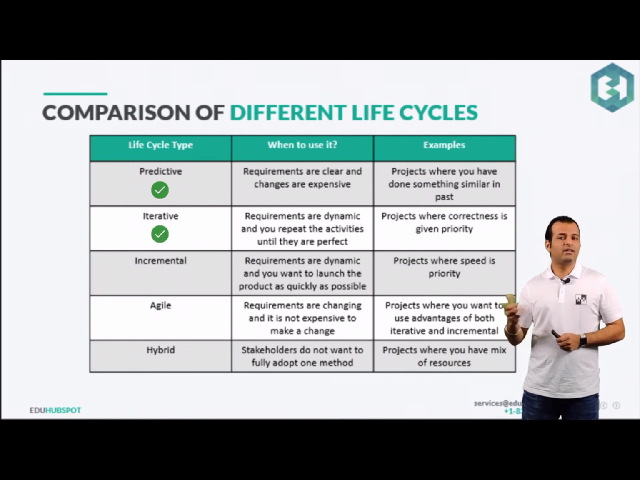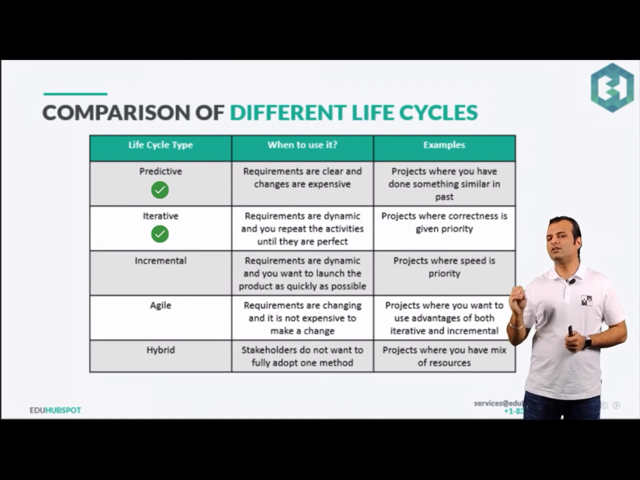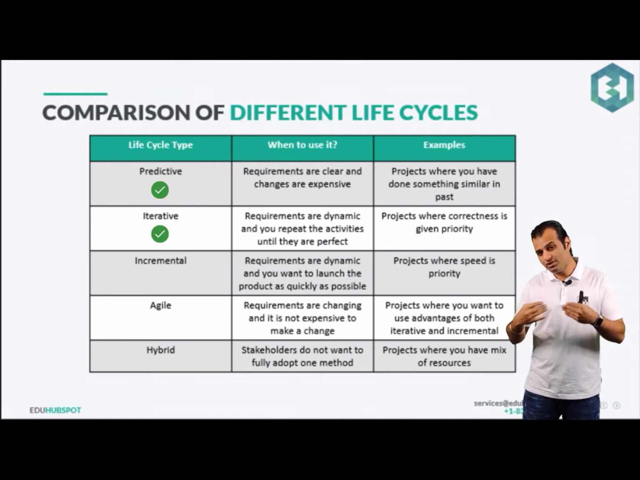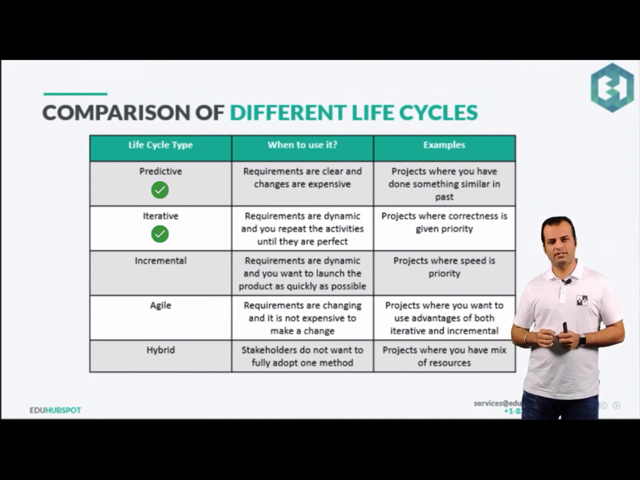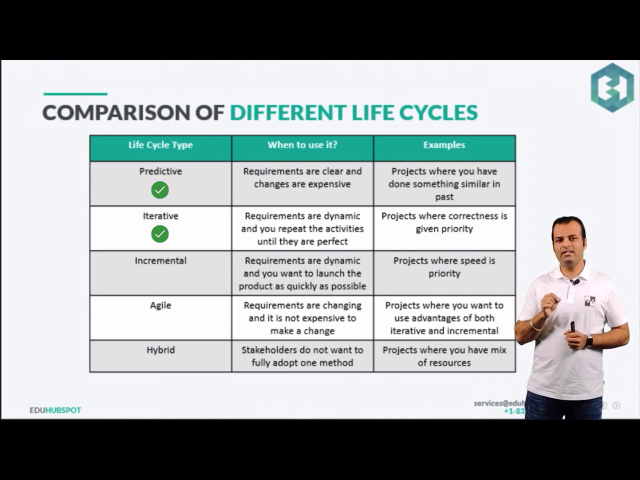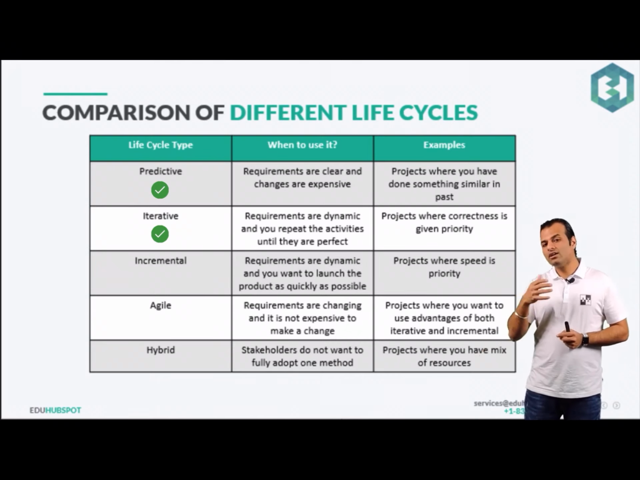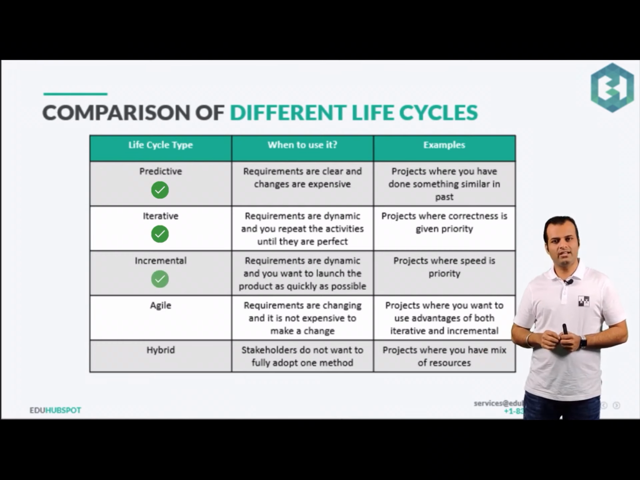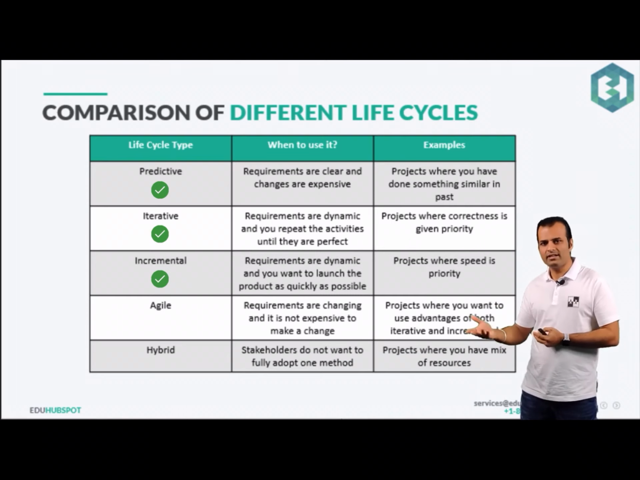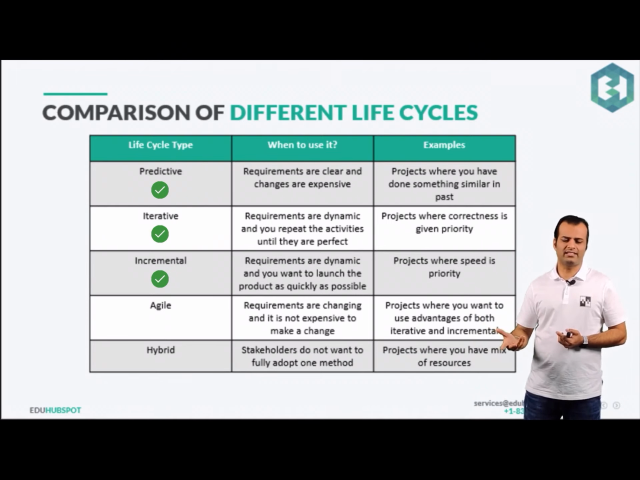You do iterative when, of course, your requirements are dynamic. Same is the logic with incremental, same is the logic with agile. When your requirements are changing, you prefer iterative, incremental or agile. But what is the key difference in iterative? You do the same thing again and again until it is perfect. So perfection is the top priority in iterative, and quickness of solution is the top priority in incremental. If you see both the examples, iterative has correctness, and incremental, quickness, as I told you.